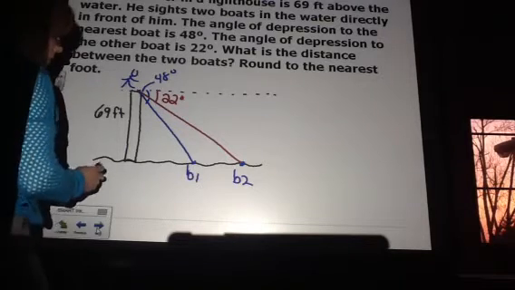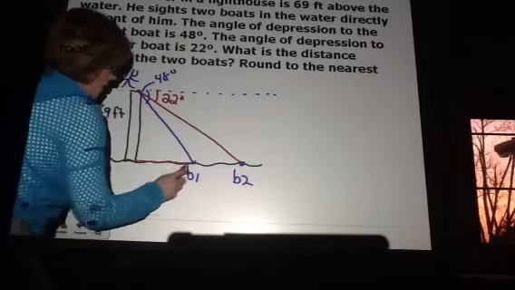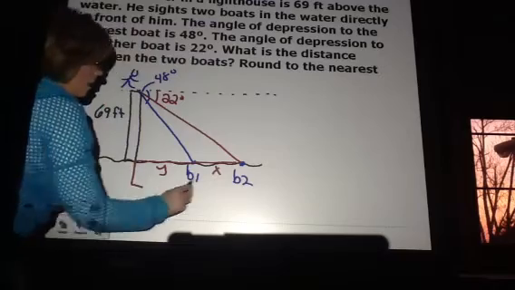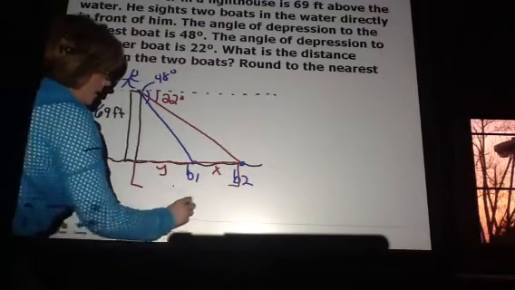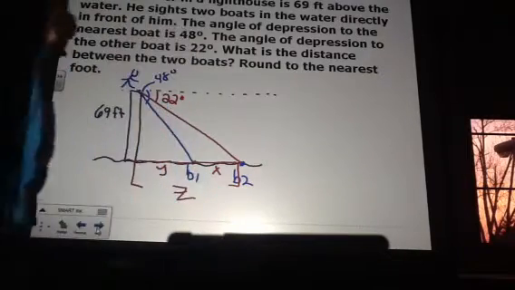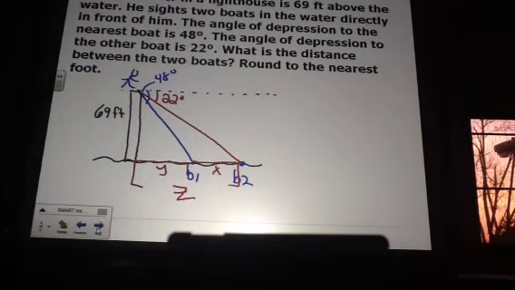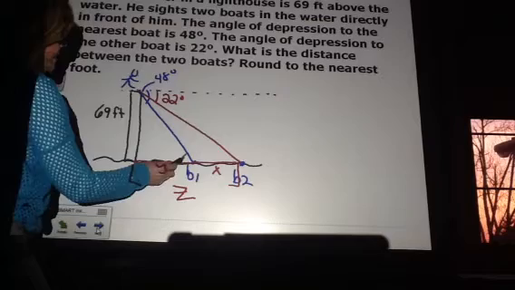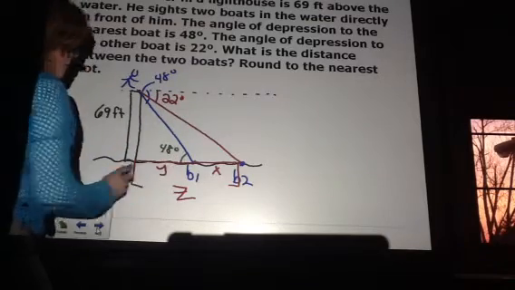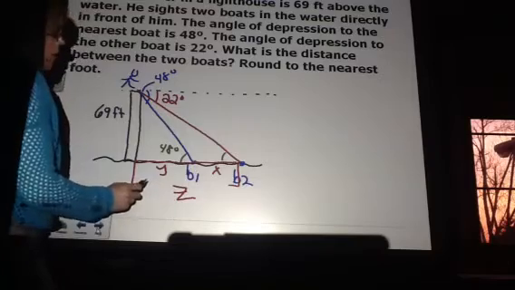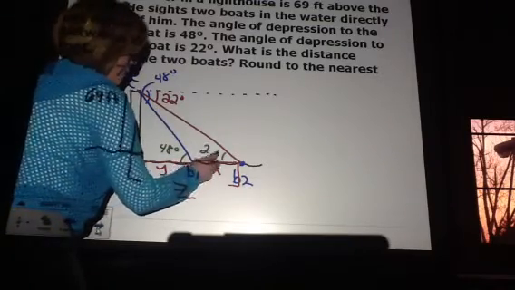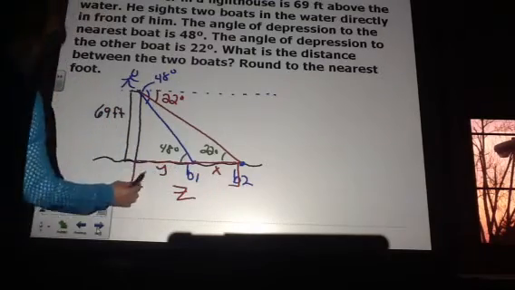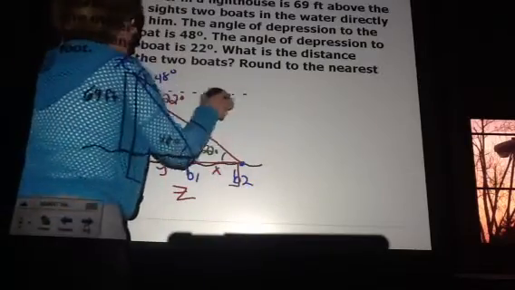Okay, so let's call this segment Y, this segment X, and the total of X and Y, Z. Now, what's the measure of this angle right here? It's alternate interior to the 48. And then what's the measure of this angle here? It's alternate interior with 22 degrees. Okay, so to find Z, we have opposite over adjacent. So let's find Z.